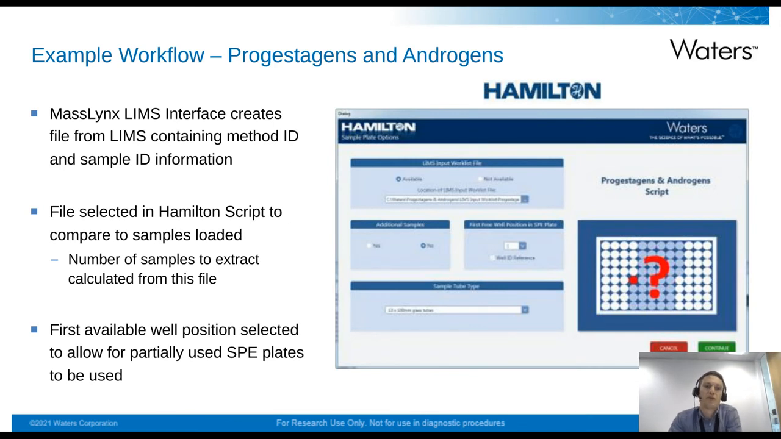A test file was created using the MassLynx LIMS interface, which contained the method ID used to ensure the correct method is loaded, and also the sample ID information. This file was selected in the Hamilton method, as you can just about see in the top box of the image. The file is also used for the system to calculate the number of samples to extract, and then the first available well position in the 96 well plate is chosen, which allows for partially used extraction plates to be used.